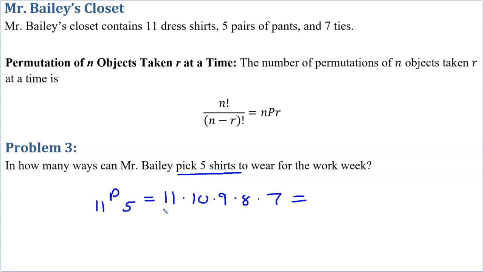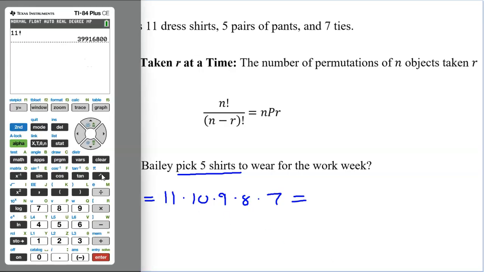Now, 2 options. I could just punch it in the way I see it here. I could plug it into a fraction like this, or I could use the calculator, where if I hit, once again, math, prob, option 2 is my nPr, n permute r. And I can just fill in those 2 slots. I have 11 objects or 11 shirts, and I'm picking 5 of them. Hit enter, and I end up with 55,440.